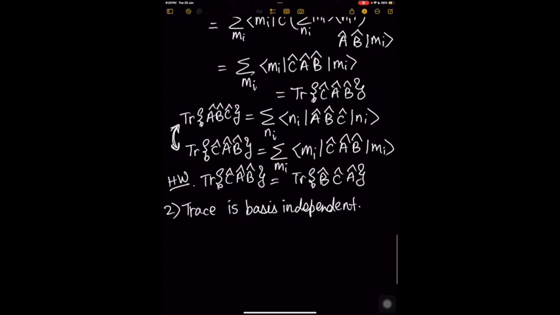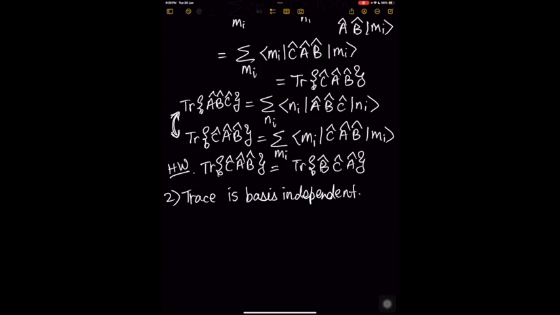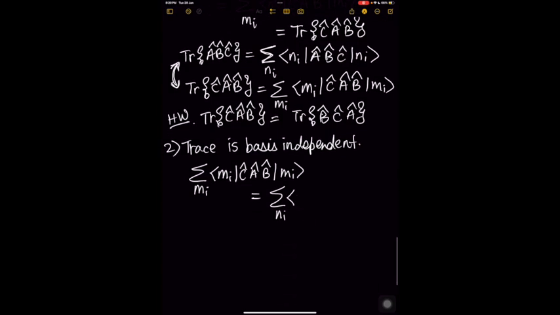What am I trying to say? The trace of ABC is taken with respect to the basis states n sub I, and the trace of CAB is taken with respect to the basis m sub I. And then I'm concluding that the trace of ABC is the same as the trace of CAB. So that must mean that this operation, the sum over m sub I, bra m sub I, c hat, a hat, b hat, ket m sub I, is equal to the sum over n sub I, bra n sub I, c hat, a hat, b hat, ket n sub I.